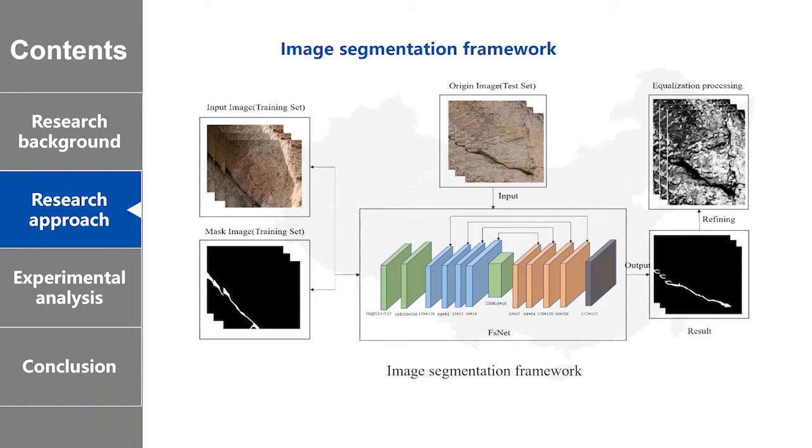With the continuous optimization and improvement of deep learning algorithms, image segmentation based on deep learning is applied more and more, which has the advantage of obvious feature extraction and high accuracy. In view of the characteristics of cracks and the development of deep learning technology, an image segmentation network, FSNet, based on deep learning is designed in this paper to achieve the segmentation of crack images. The image segmentation framework is shown in the figure.